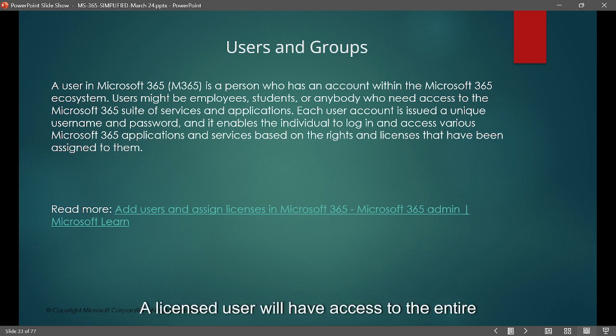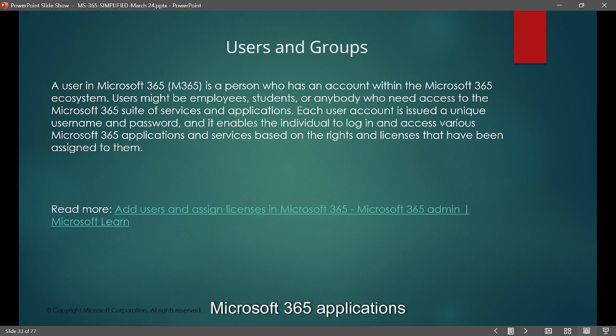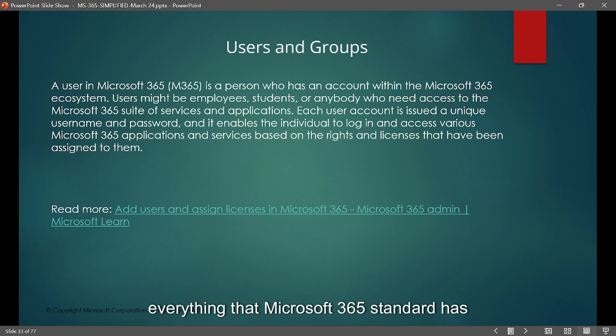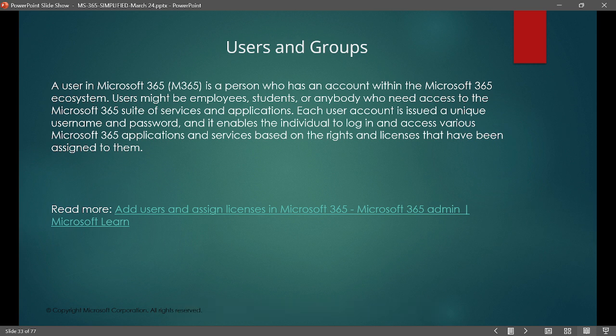A licensed user will have access to the entire Microsoft 365 applications and services based on their license. So if you're using the Microsoft 365 Business Basic, everything that the Business Basic has to offer is exactly what the user will have access to. So if the licensed user is using the Microsoft 365 Standard, everything that Microsoft 365 Standard has is what the user would have access to. However, if the user is not licensed, the user will only have sign-in capabilities but will not be able to interact with the Microsoft 365 suites of applications and services.